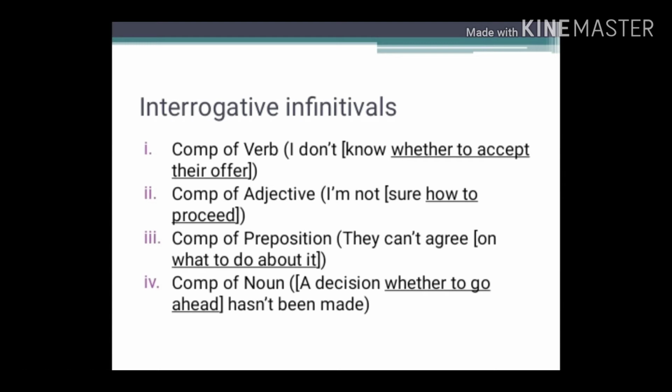Closed interrogatives are introduced by the subordinator whether, and open ones by an interrogative phrase like who, which one, or how. The meaning of infinitival interrogatives is deontic. For example, in the first construction, the complement of the verb doesn't mean that I don't know whether I do accept their offer or did accept it. It means I don't know whether I should accept it.